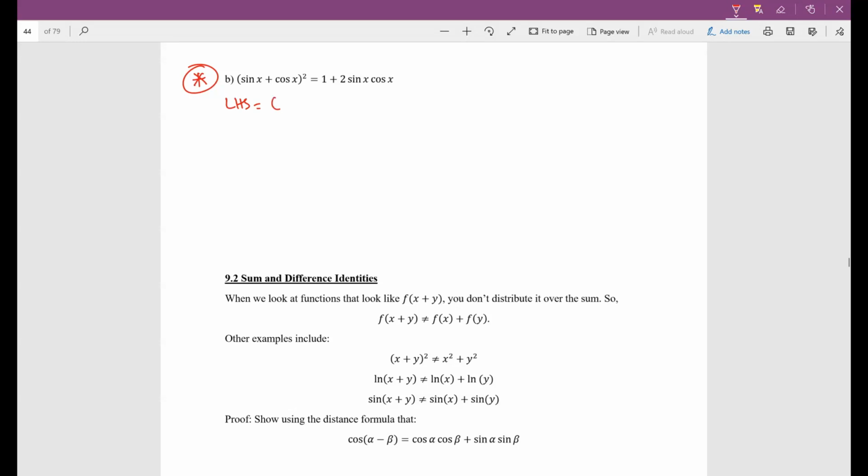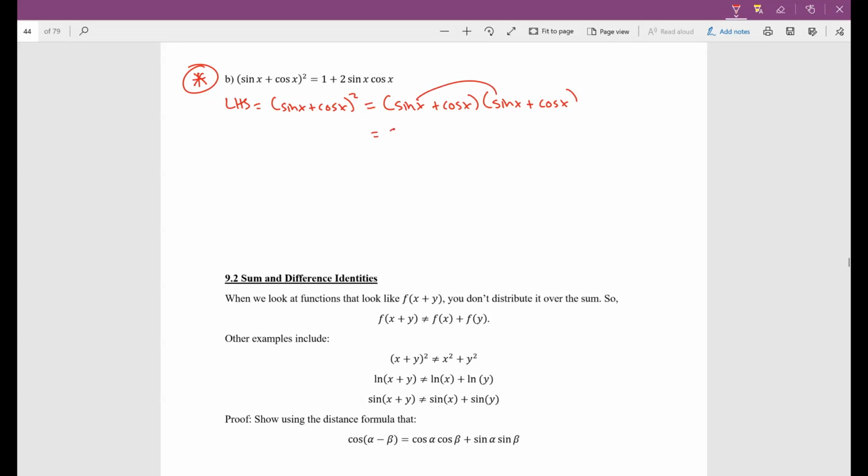And notice that we're going to have sine x plus cosine x squared. This squared basically means that you have two of these guys. So you're going to have sine x plus cosine x, and then another sine x plus cosine x. So let's FOIL everything out.